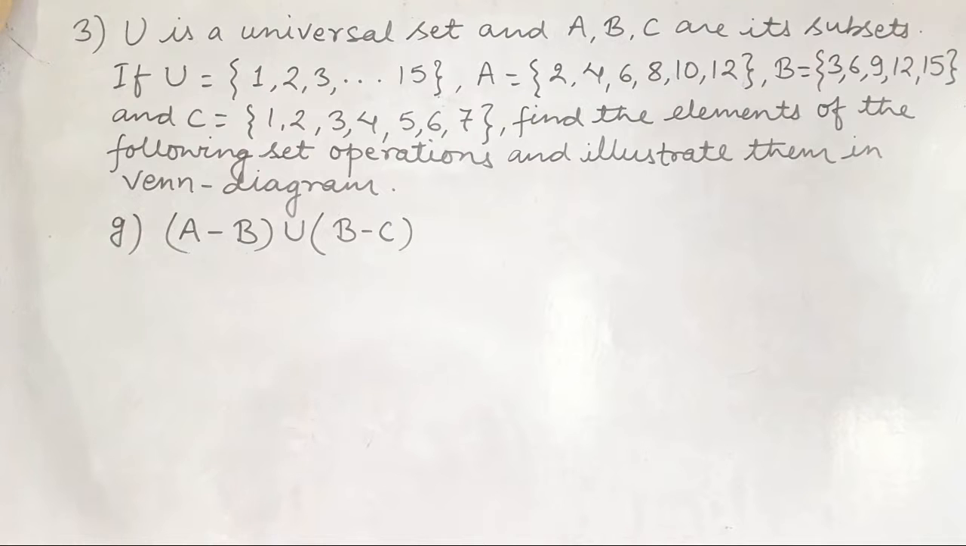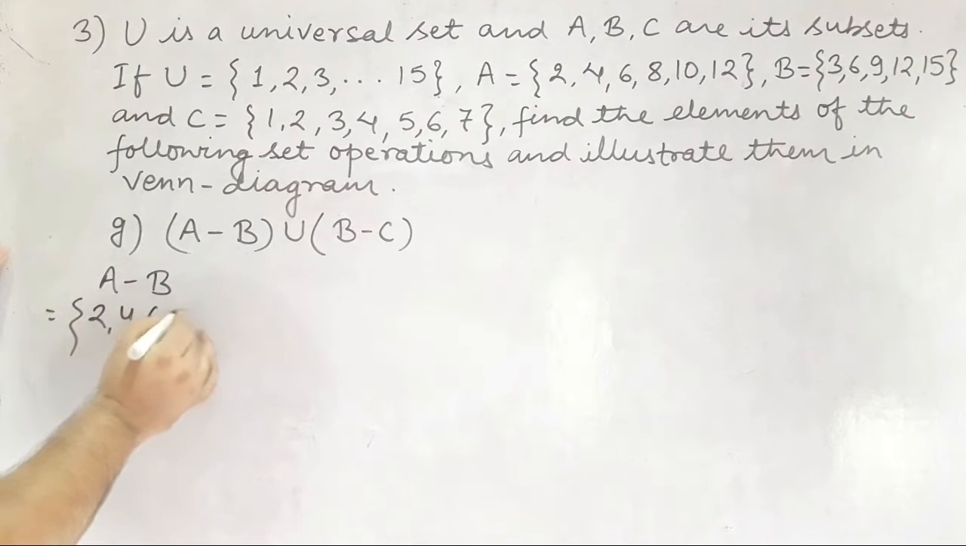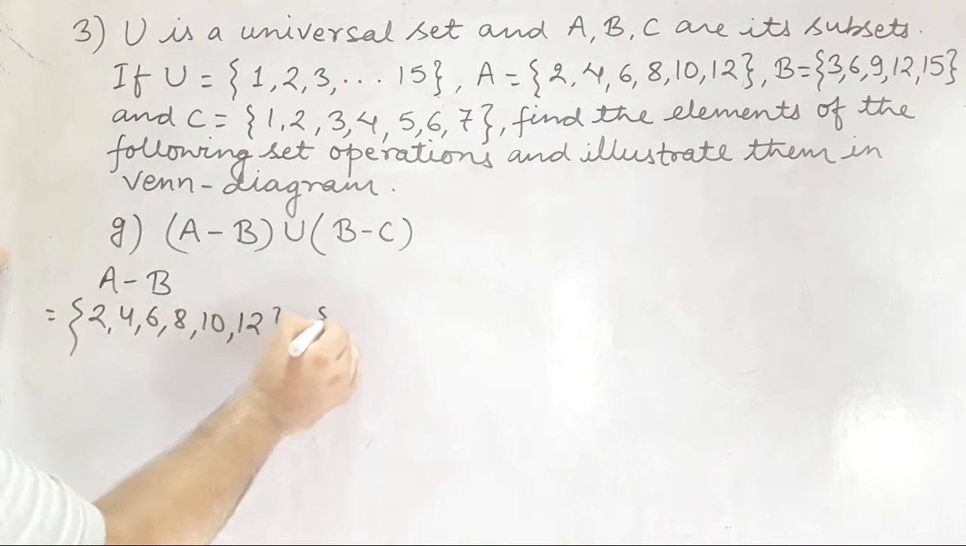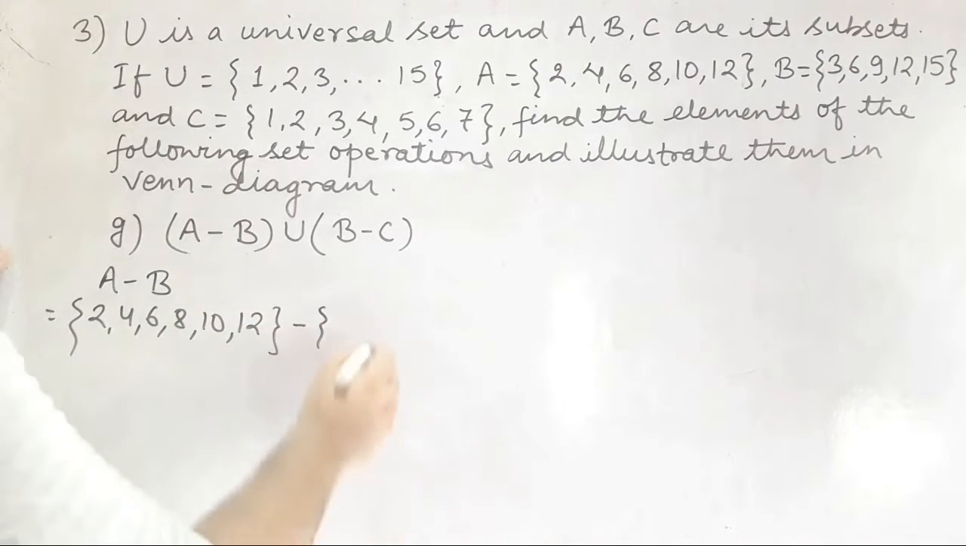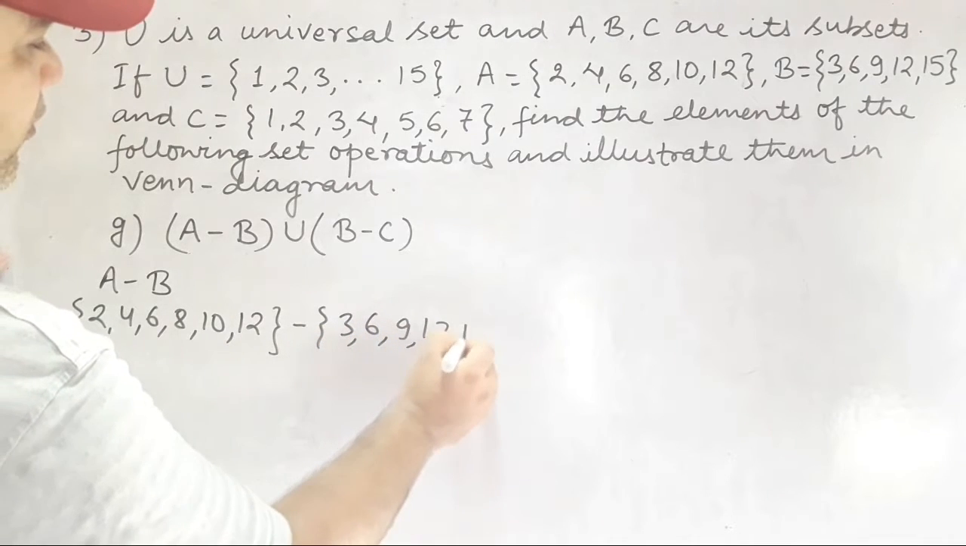Now, A minus B union B minus C. We shall perform the operations inside the brackets first. Now we will do A minus B first. The operation of A minus B: the elements of set A, 2, 4, 6, 8, 10, 12, minus the elements of set B, 3, 6, 9, 12, 15.